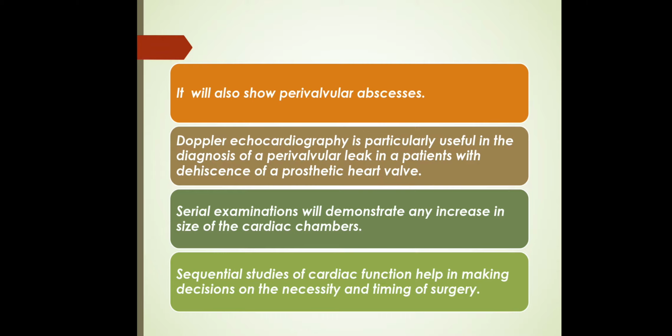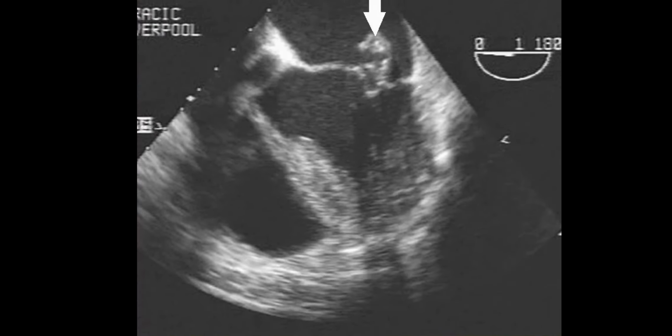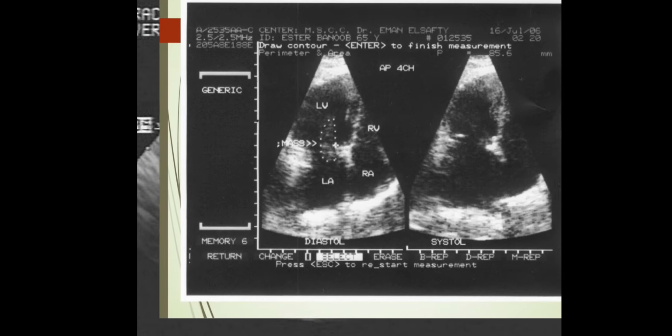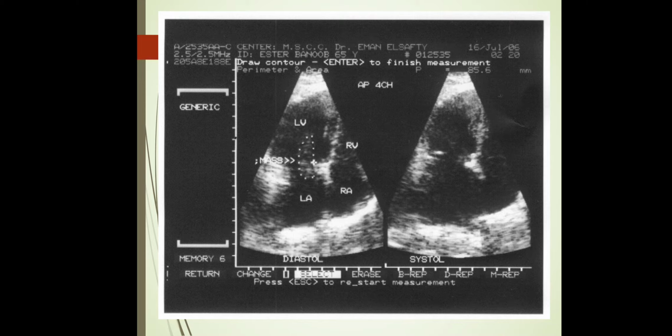Doppler echo is particularly useful in diagnosis of perivalvular leak in patients with dehiscence of prosthetic valve. Serial examinations are important to demonstrate any increase in the size of cardiac chamber, any deterioration, any improvement. Sequential studies of the cardiac function help in making decision of the necessity and timing of surgery. This is a photo of a transesophageal echocardiography showing a large mass attached to the mitral valve leaflet. This is a transthoracic echo showing the same mass.